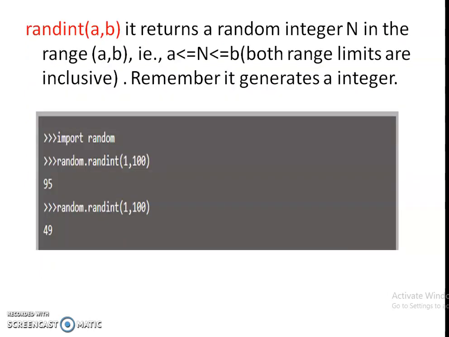Then second one, randint a comma b. That is, it returns a random integer n in the range a comma b. That is, the number n is in between a and b. That is, a less than or equal to n and n less than or equal to b. Both range limits are inclusive. Remember, both range limits are inclusive. Okay, and also one more thing, it always generates an integer. Okay, random function generates a floating number, but randint function generates an integer.